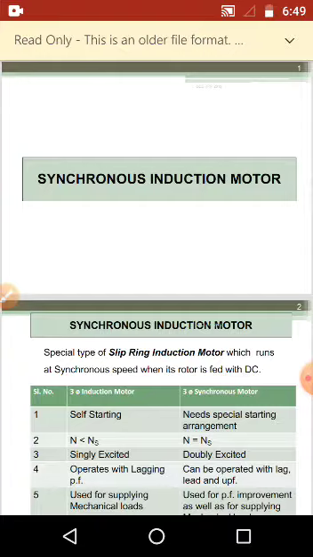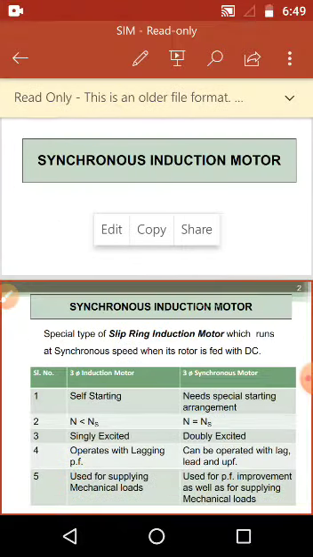When you come to the induction motor, especially our slip ring induction motor, there is a provision to add external resistance in the slip ring induction motor. This external resistance, which is added to the rotor circuit, increases the starting torque of the machine. So, in a slip ring induction motor, by adding the external resistance, we can improve the starting torque.